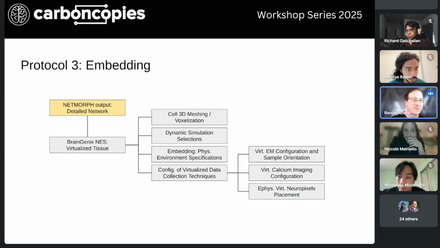In a third phase, the netmorph output is embedded within a simulator of naturalistic passive components that don't directly contribute but may affect signals, for example, extracellular materials. And that embedding is done by a component of the platform called BrainGenix NES, as well as meshing and voxelization of cells, scaffolding the cells with dynamic properties, and setting up virtual data collection devices such as a configuration of high-throughput virtual electron microscopy, virtual calcium imaging, and a specified arrangement of virtual neuropixel-like probes for electrophysiology.